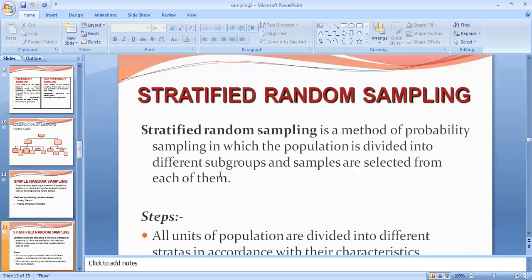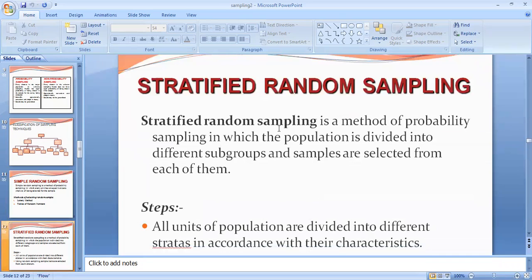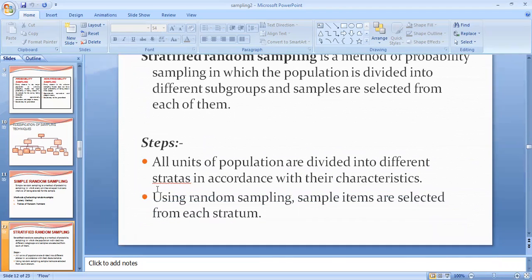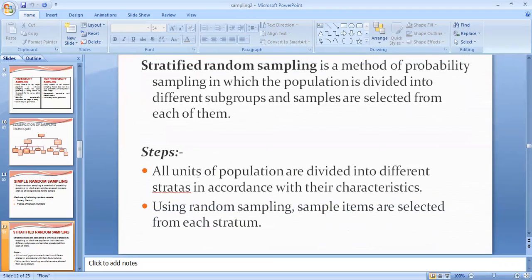Stratified random sampling is another method. The stratified sampling method is a method of probability sampling in which the population is divided into different subgroups and samples are selected from each of them. There are two steps for this stratified random sampling.